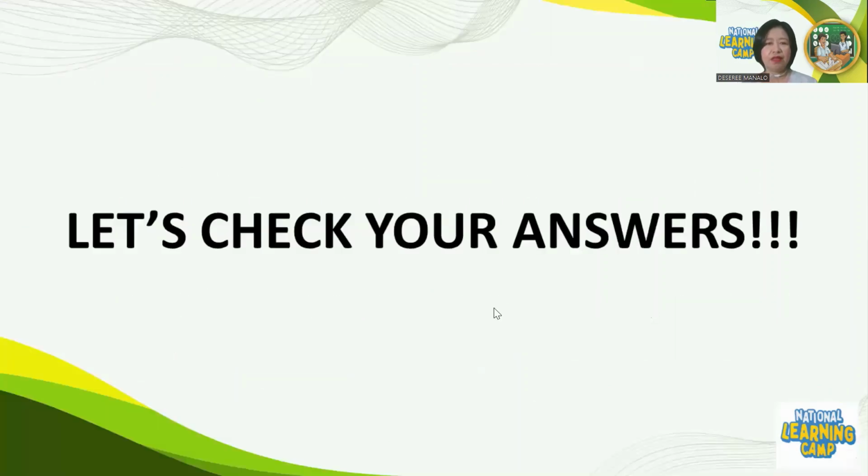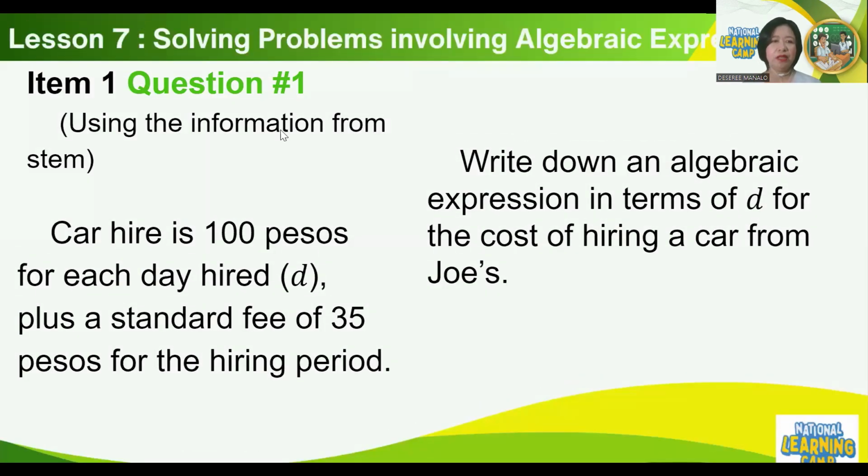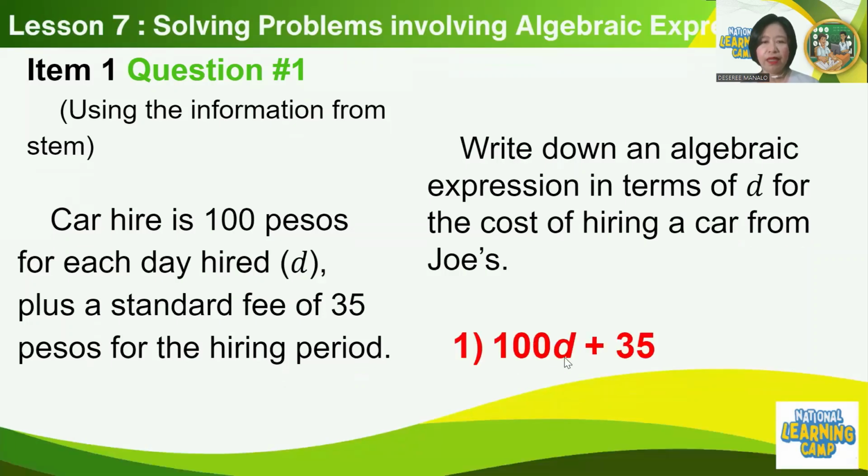Let's check your answers. Question number 1, using the information from STEM. Car hire is 100 pesos for each day hired, represented by D, plus a standard fee of 35 pesos for the hiring period. Write down an algebraic expression in terms of D for the cost of hiring a car from Joe's. Answer is 100D plus 35.